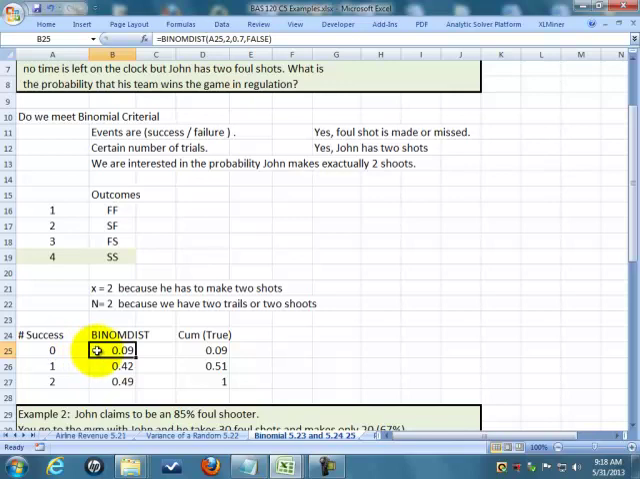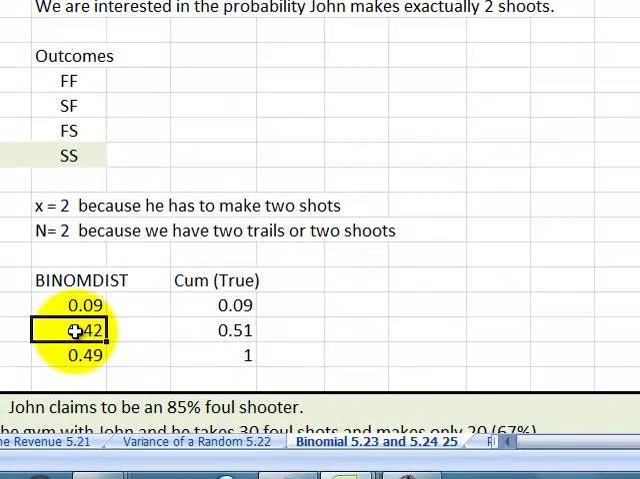So the probability that he misses them both, thanks to our team, is only 9%. Most likely it's either going to overtime or we're going to win the game. The probability that he makes exactly 1 is 42%, 0.42. And the probability that he makes 2 is 0.49. So the probability that we win the game in regulation is 0.49, 49%.